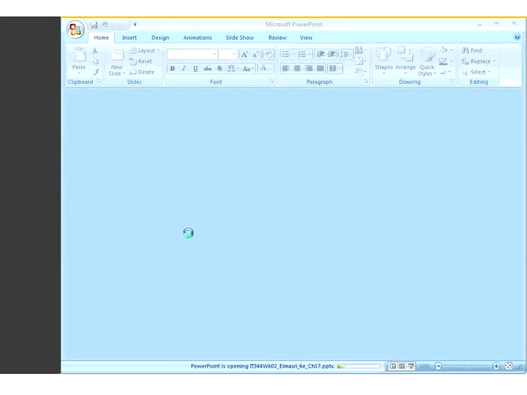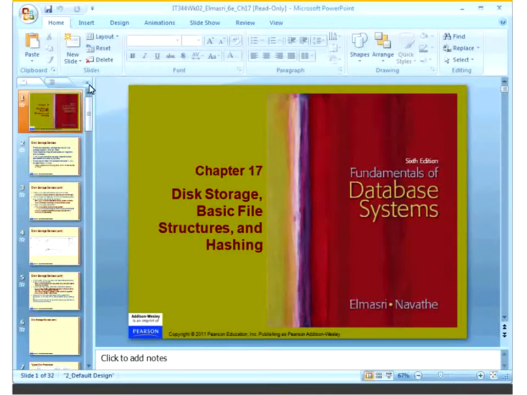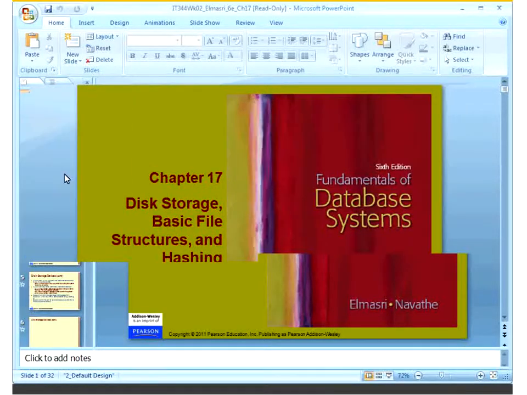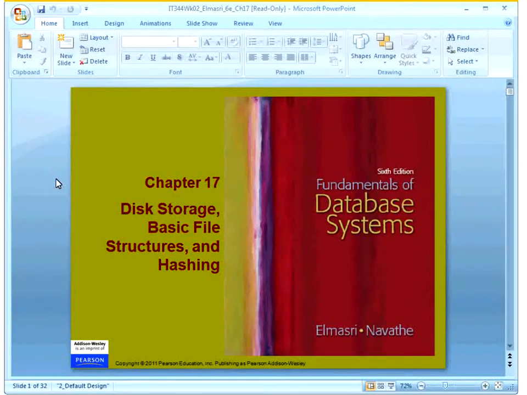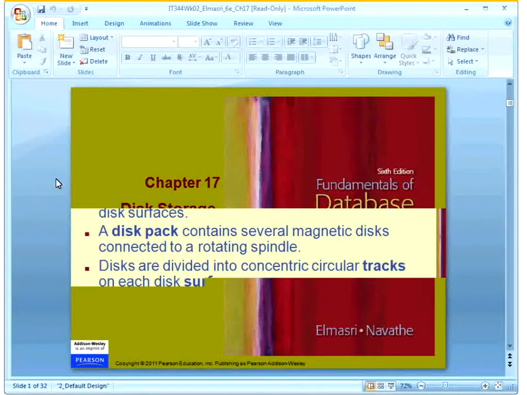Okay, so let me share slides with you. In chapter 17, we are talking about disk structure, basic file structure, and hashing. We talked about the disk storage and file structure in face-to-face class, and today we are going to talk about hashing. I'm moving to slide number 20 directly.